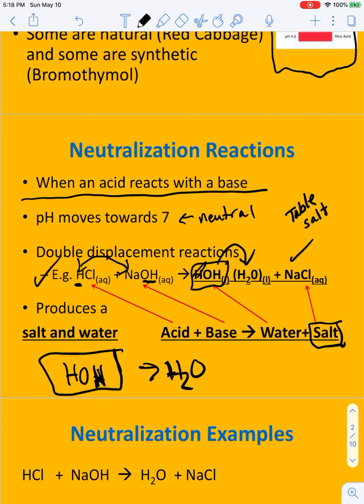So maybe just get rid of this in your note. It's confusing. I don't know why it's in here. So just put hydrochloric acid plus sodium hydroxide gives you water, and then in this case, table salt.